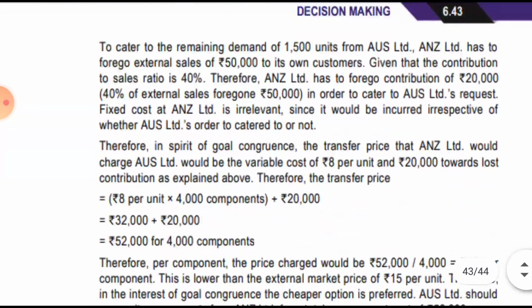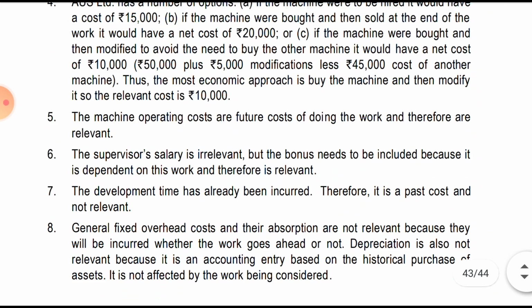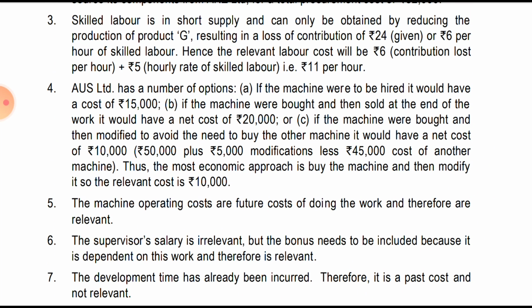So this is the cost. Whichever explanation is left is this machinery part. Fourth, I will read it. AUS Limited has a number of options. First, the machinery could be hired, at a cost of 15,000. Second, if the machinery were bought and then sold at the end of the work, it would have a net cost of 20,000, that is 50,000 minus 30,000. If the machine were bought and then modified to avoid the need to buy the other machine, it would have a net cost of 10,000.